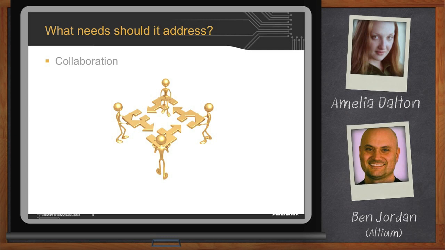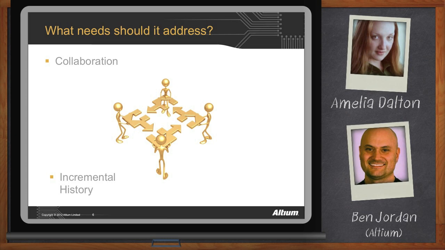Right. We also need to keep an incremental history of the work that's been done and our sources in the version control system, because firstly it saves storage space, but more importantly it allows us to go back to any one point in time if we need to. Okay. And this can also facilitate traceability.